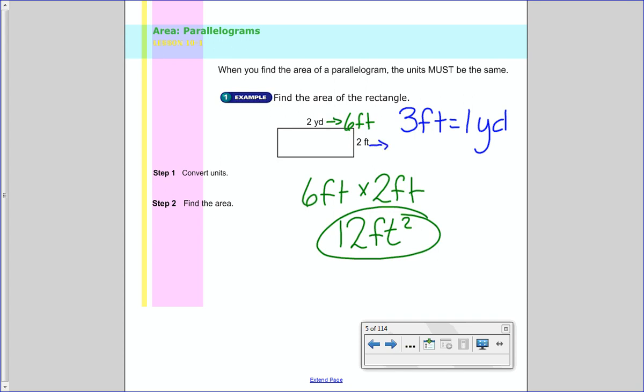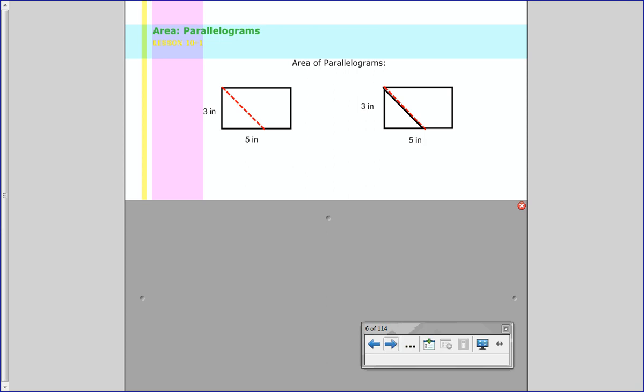And it would really be 2/3 of a foot, or 0.666, so on, times 2, and you'd have it in yards. So now we're going to move on to area of parallelograms. But what I have up here first is really 2 different note cards.